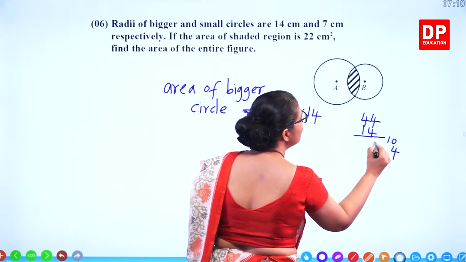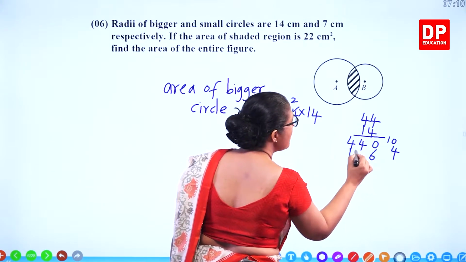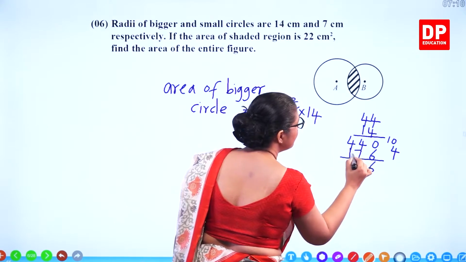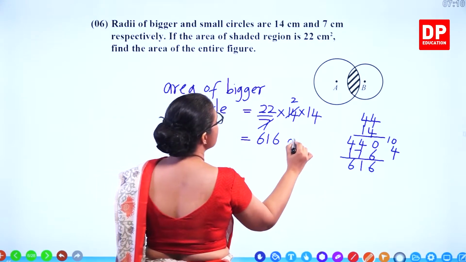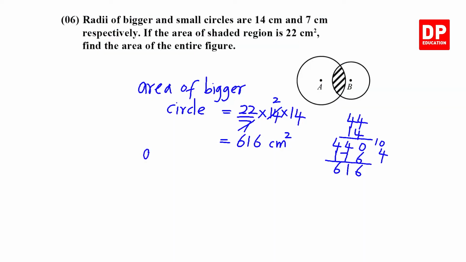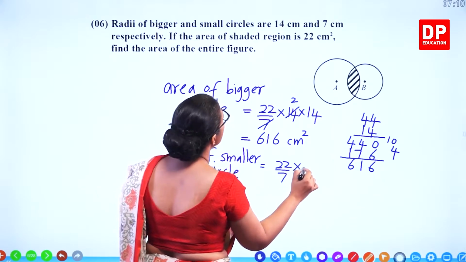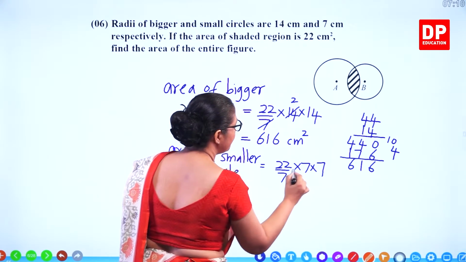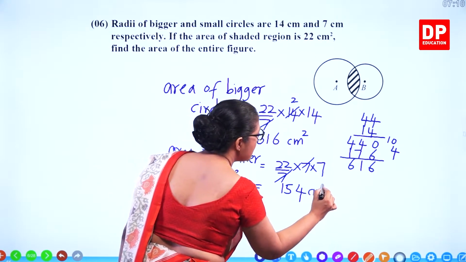10 and 4. 4 times 4, 16. And 4 times 4, 16 plus 1, 17. So 616 square centimeters. What's the area of the smaller one? Area of the smaller is pi r squared. So now r is 7. 7 gets cancelled out. 154 square centimeters.